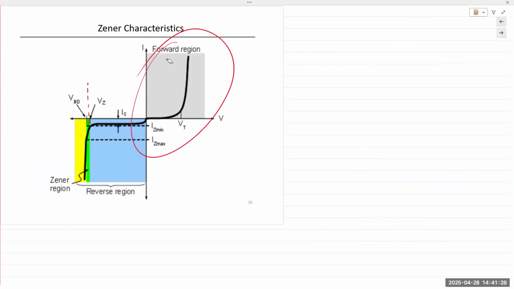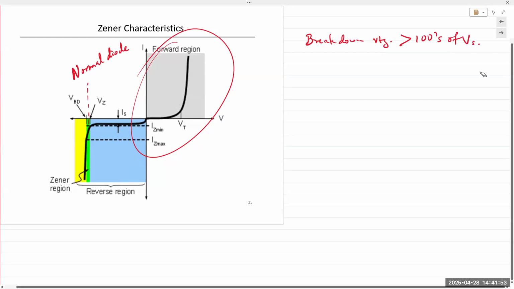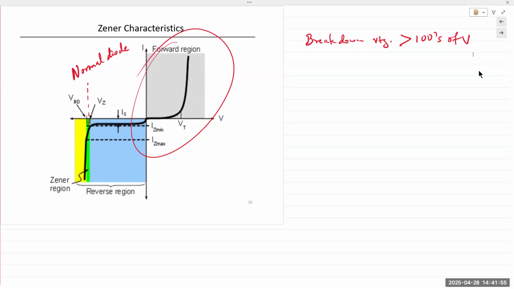This breakdown voltage for a normal diode is very large. Okay, normal diode breakdown voltages typically exceed hundreds of volts. Even the cheapest silicon diodes that we use, 1N4001, 1N914, can handle up to like 50 volts.